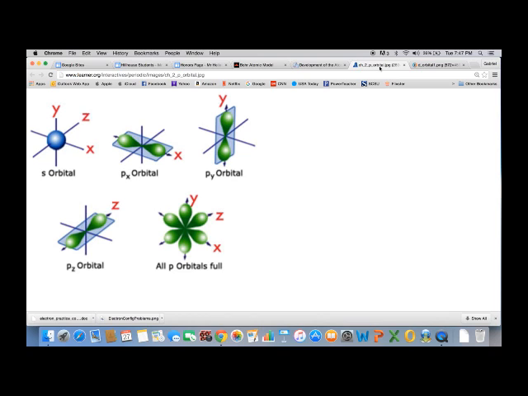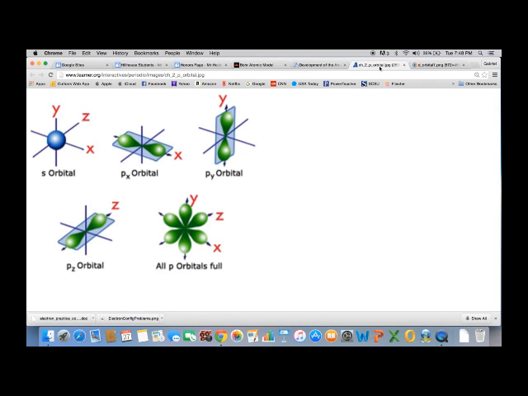We should all know for the exam that s orbitals are actually spherical. If you look in the top left of the screen there, they are basically balls. They're spherical, they're small. S orbitals we know will only hold 2 electrons, and they basically lie as a sphere off of the origin, the 0, 0, 0 point of the x, y, and z plane.